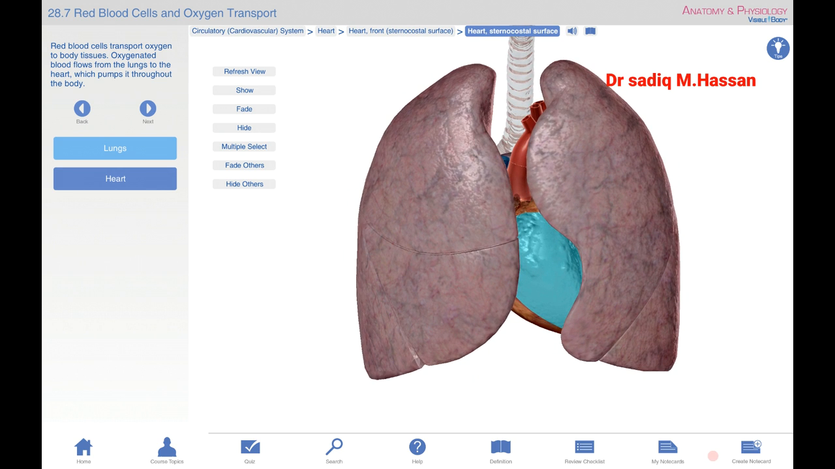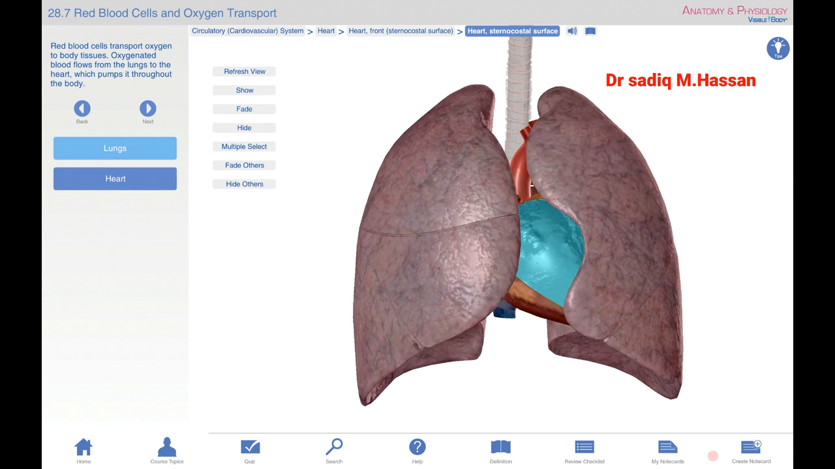So what is the importance of the lungs when it comes to the blood? The red blood cell transports oxygen to the body. Oxygenated blood flows from the lung to the heart, which pumps it throughout the body. So that is the importance of the lung in general.